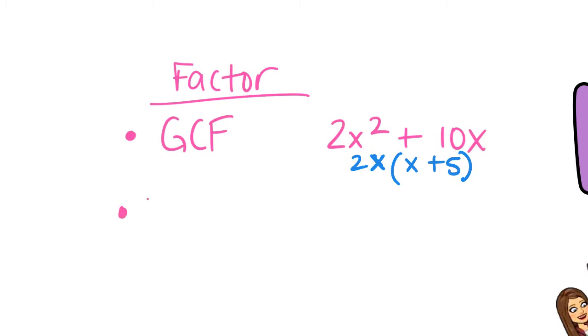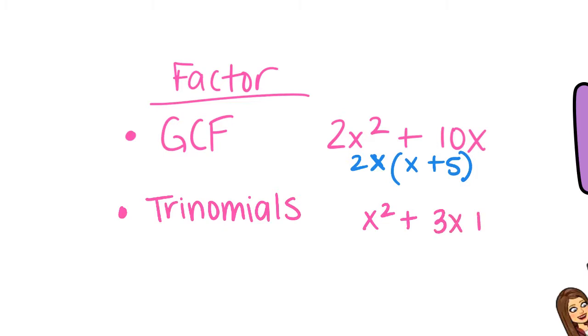Then we learned how to factor trinomials. Remember that trinomials have 3 terms. So we factored something like this, x squared plus 3x plus 2. And remember that when you factor trinomials, they factor into 2 binomials, right? Binomials have 2 terms, and in this case, this would factor into x plus 2 and x plus 1, because 2 times 1 is 2, and if you add these together, it equals 3.